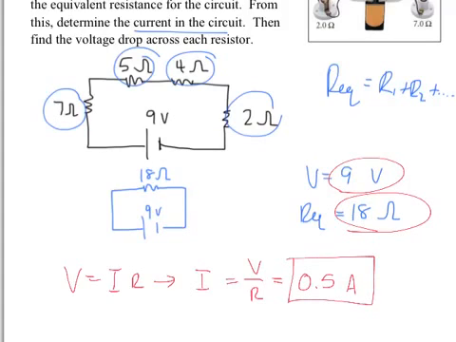So the current in the circuit is 0.5 amps. That's the current through all of the resistors, because remember, in series, the current in the circuit is equal to the current across each resistor.